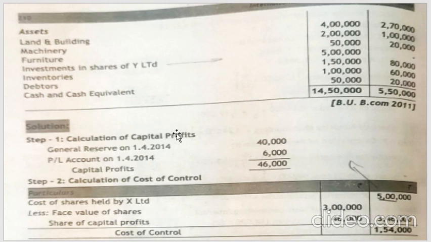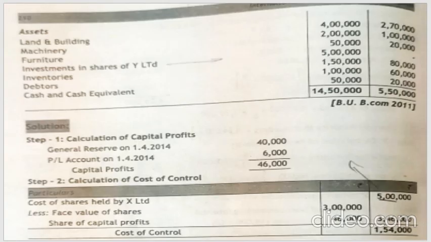So we have got capital profit which is 46,000. So face value of shares 3 lakh plus 46,000, which will give you 3 lakh 46,000, will be minus from the cost of the shares of 5 lakh. So 5 lakh minus 3 lakh 46,000 will give you your cost of control, which is 1 lakh 54,000.